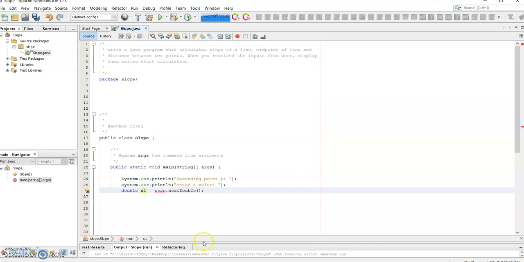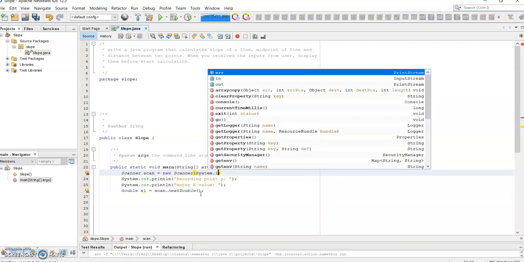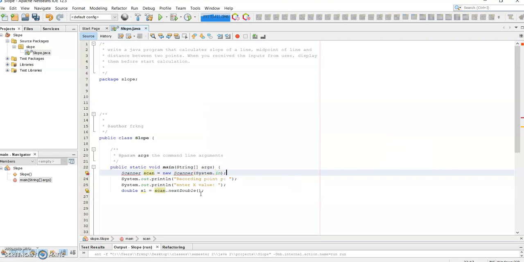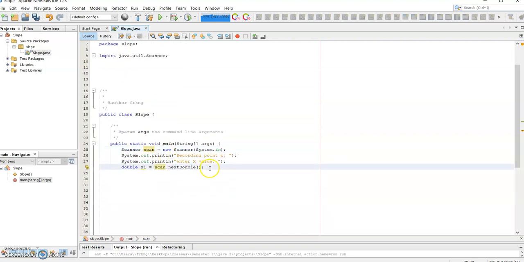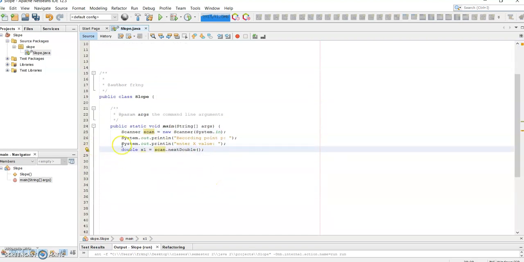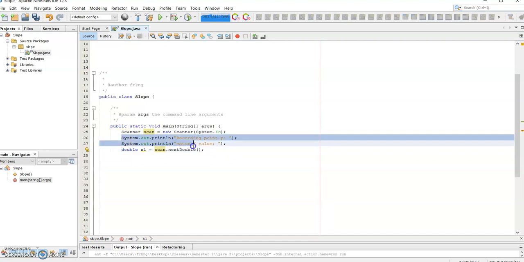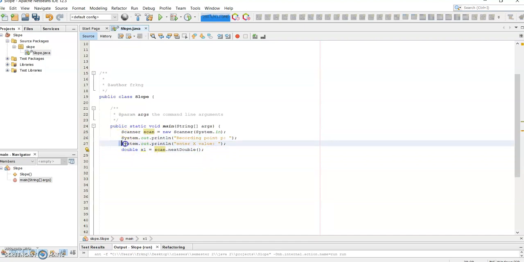Okay, so here you can see the warning because why? We didn't import, well actually, I didn't create the scanner class. Scanner scan equals new Scanner(System.in), right? And still here some warning, so we have to import the Java Scanner. Okay, to make the video easier and quicker, I will just copy and paste some values.